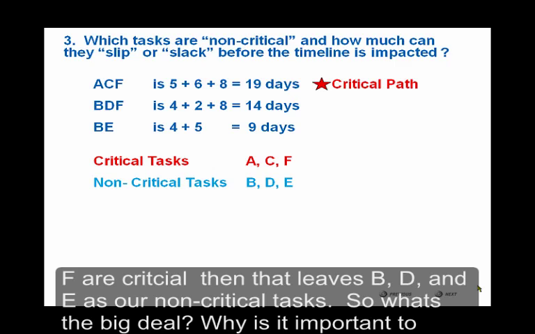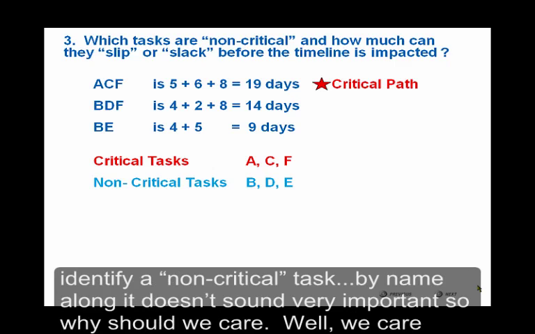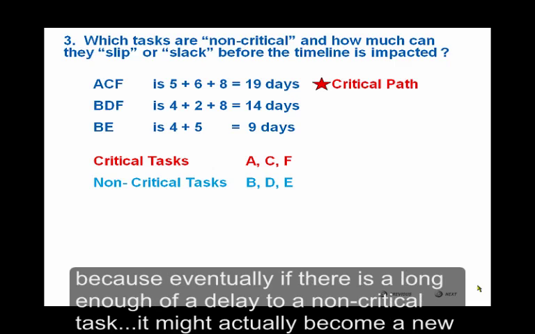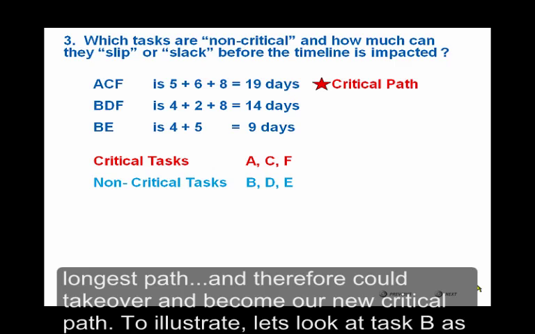So what's the big deal? Why is it important to identify a non-critical task? By name alone, it doesn't sound very important, so why should we care? Well, we care because eventually, if there is a long enough delay to a non-critical task, it might actually become a new longest path, and therefore could take over and become our new critical path.